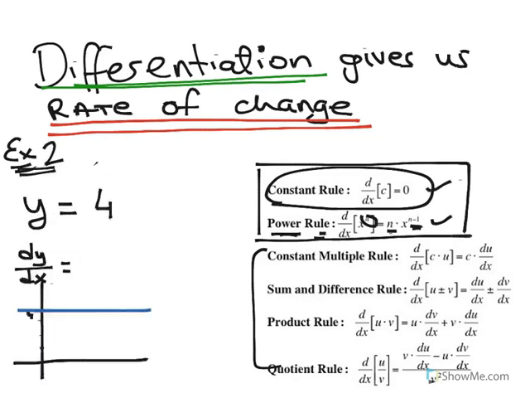The second example that I'm going to look at is for the constant rule, because these are the only two we're going to look at for now. Let's say my question says y is equal to 4. Find dy/dx of y.